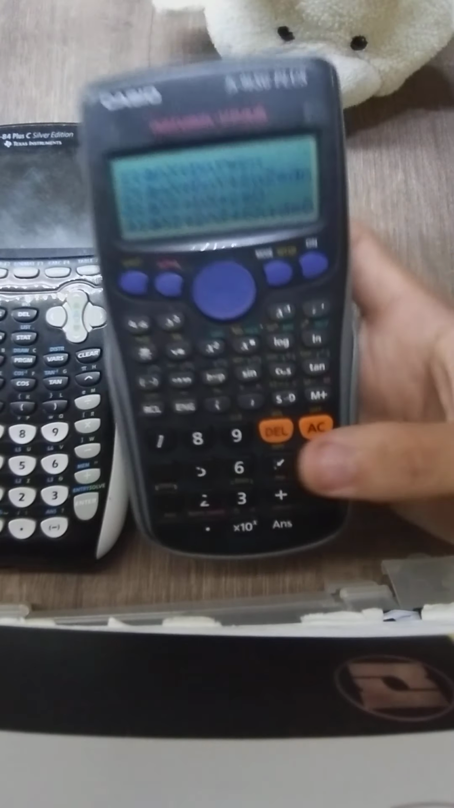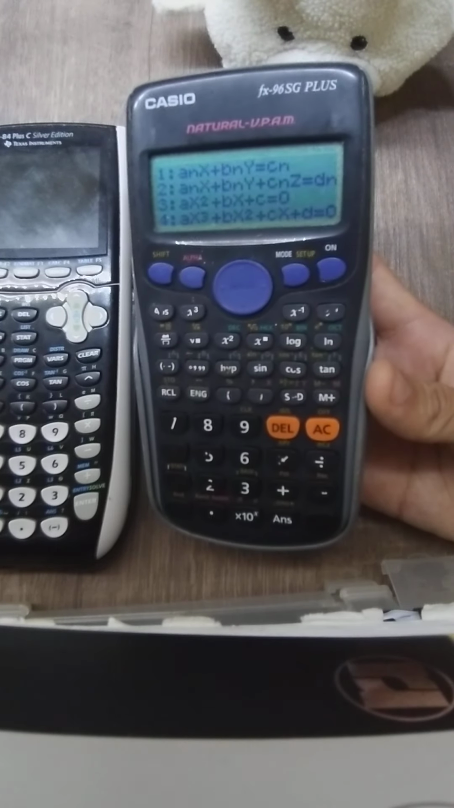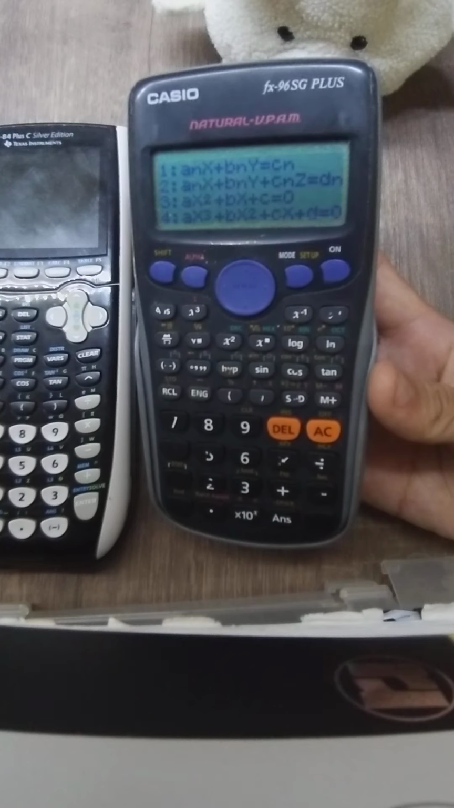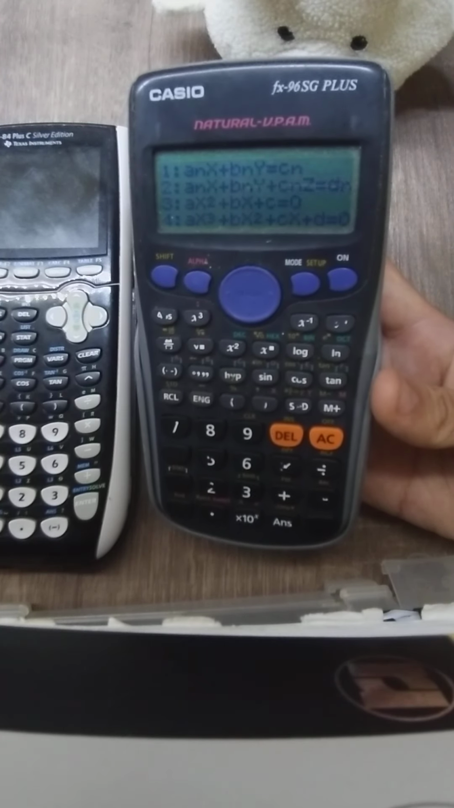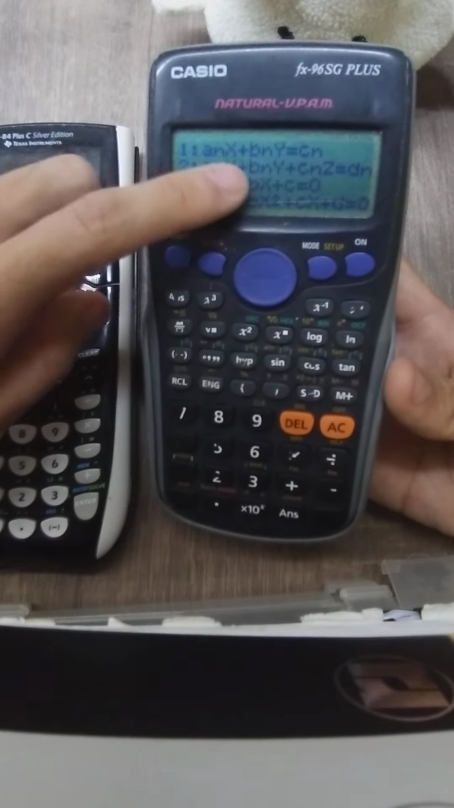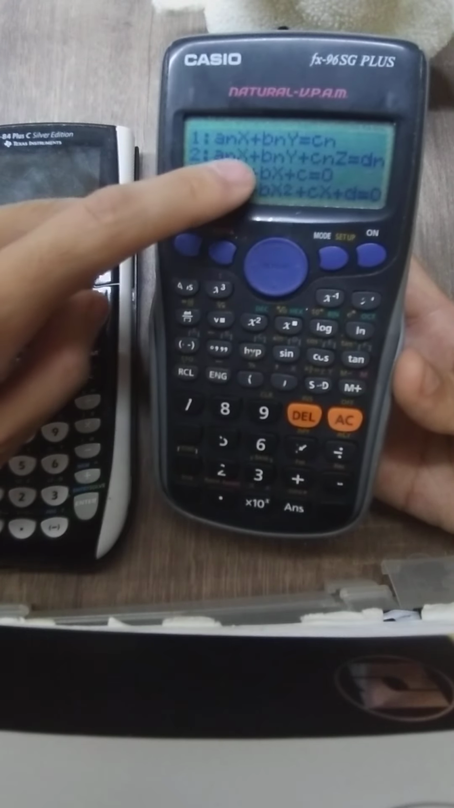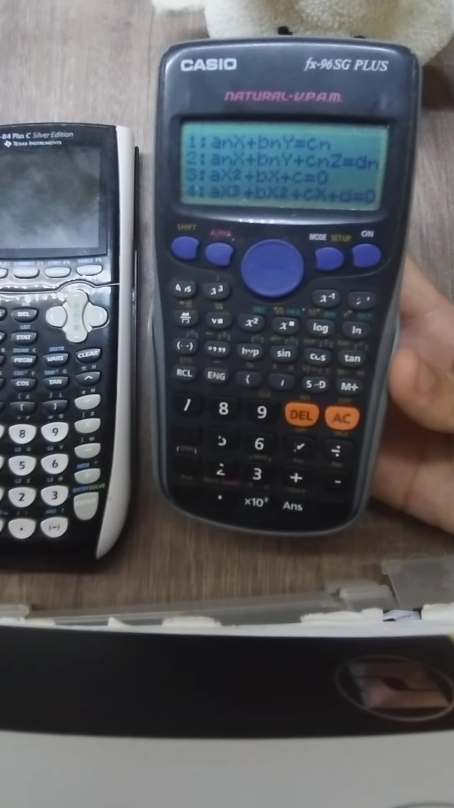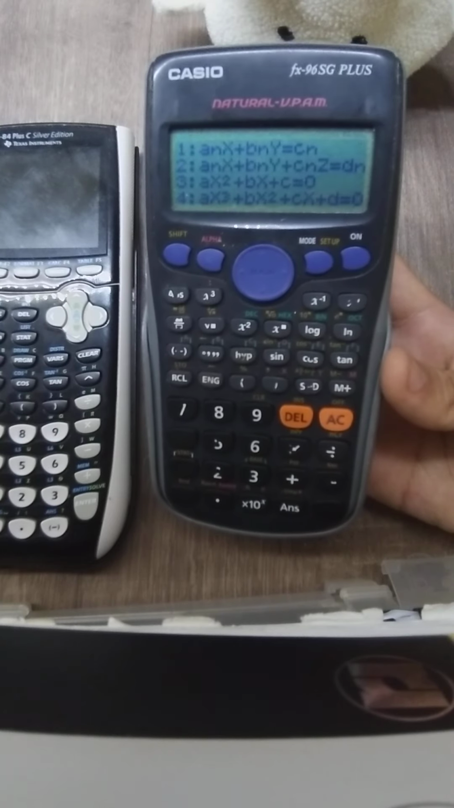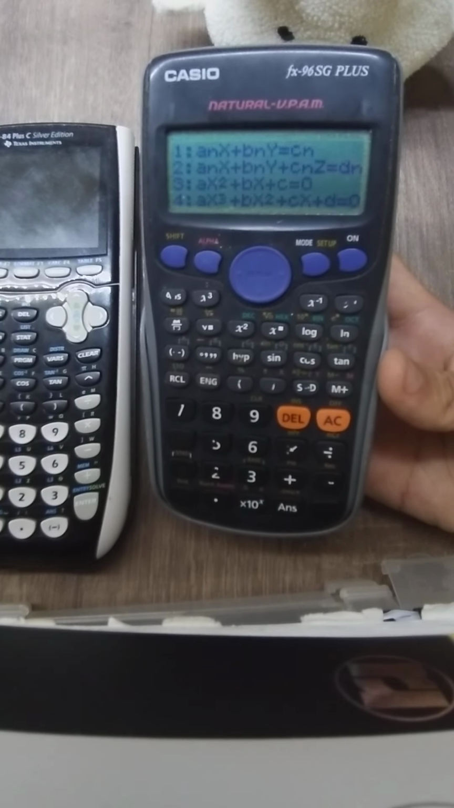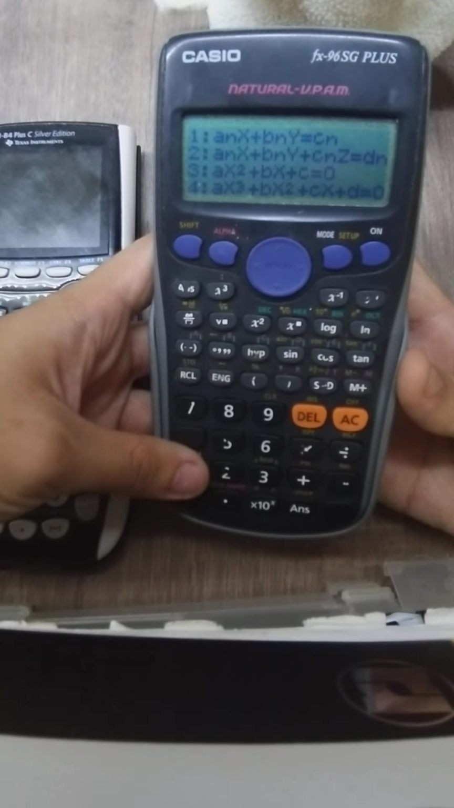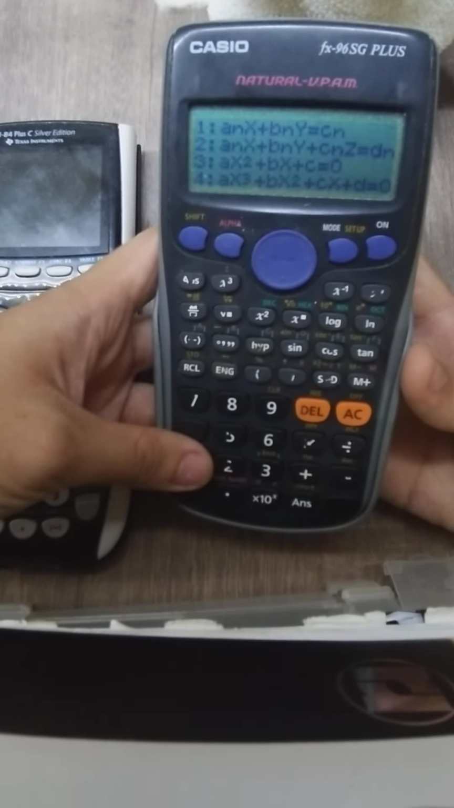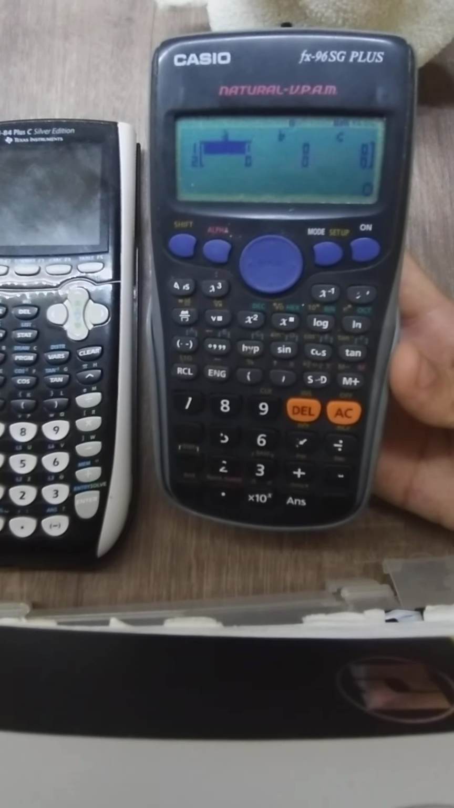Alright, then from here, you notice you have anx plus bny equals cn, and anx plus bny plus cnz equals dn. And these two are basically your simultaneous equations, right? You notice you have x and y, then you have x, y, z. So the first one is your two variable, two equation. The second one is your three variable, three equations. For the A math syllabus, you're only required to solve two equations, two variables. So let's head over by clicking on one.